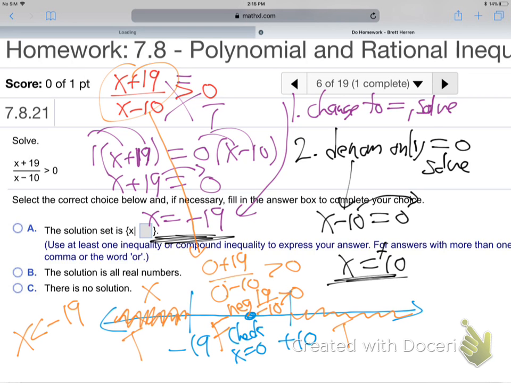And how do you say right of 10? Greater than 10. Put a comma in between those two. To the right of 10 is greater than 10. To the left of minus 19 is less than minus 19. And that's it.